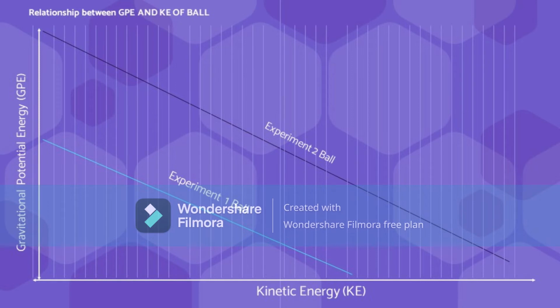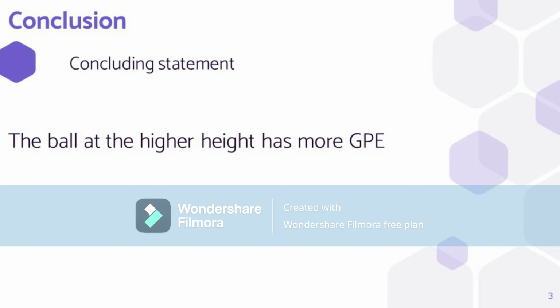This is because, as the ball is released from the 60 cm mark, the gravitational potential energy in the ball is converted to kinetic energy as it rolls down the ramp, and as it hits the cup, the kinetic energy is then converted to other forms of energy. In conclusion, the ball at the higher height has more gravitational potential energy.